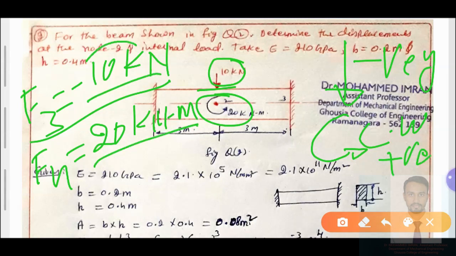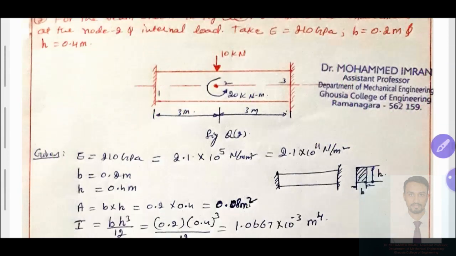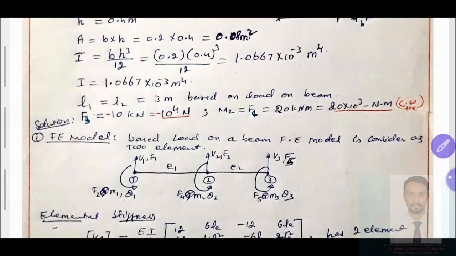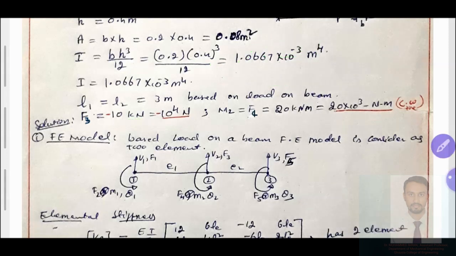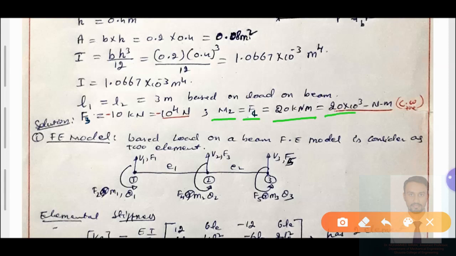Now we need to convert kilo in terms of newton. How do we convert that? I will read from the data I have taken. F3 is equal to minus 10 kilonewton, which is 10 into 10 to the power of 3, so it becomes minus 10 to the power of 4 newton. Then the moment M2 is equal to F4 at node number 2, 20 kilonewton meter as given. Converting to newton meter, 20 into 10 to the power of 3 newton meter in the clockwise direction. It is positive, and vertically downwards is negative.